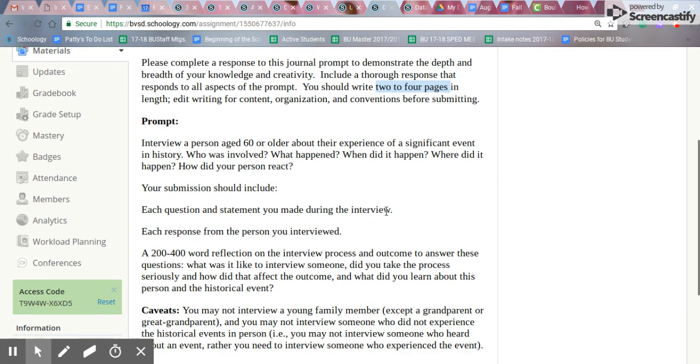What it's going to include is you are going to interview a person over the age of 60. No, you can't cheat and interview your mom who's only 42. You have to interview someone who is from the baby boomer generation or older. I'm trying to very specifically get you out of your comfort zone to do this interview. That's why you're interviewing someone older.